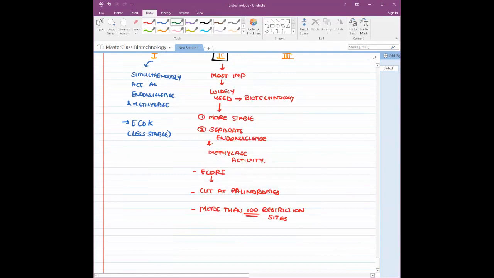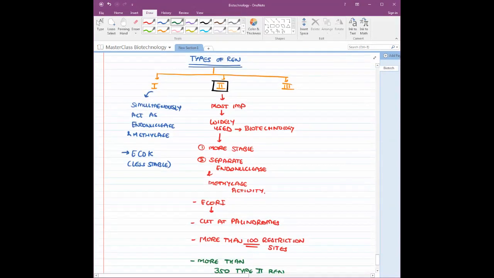And second, we have discovered more than 350 different types of type 2 restriction endonucleases identified. And in our day-to-day biotechnology, guys, we are going to be using these ones only.